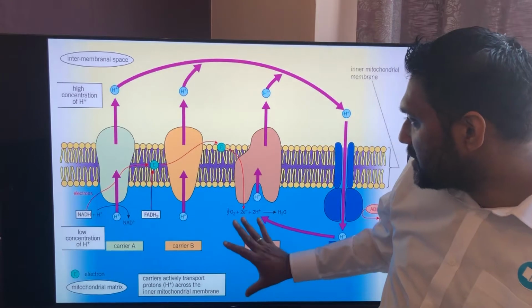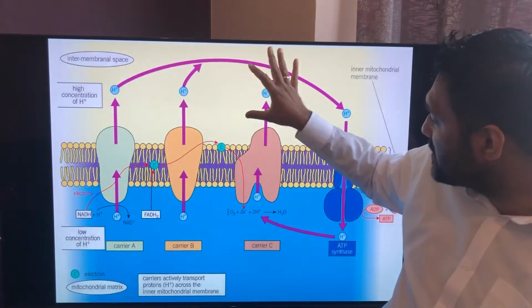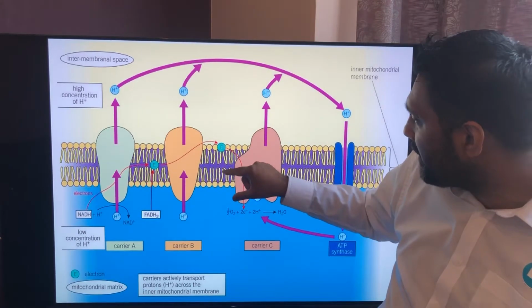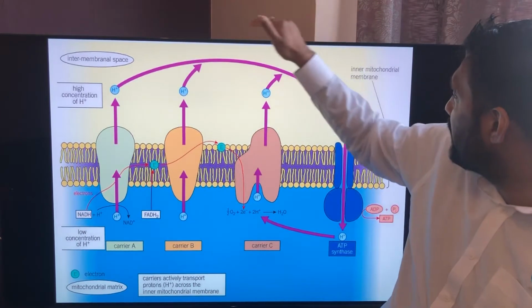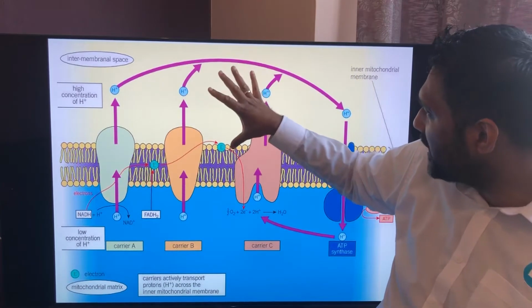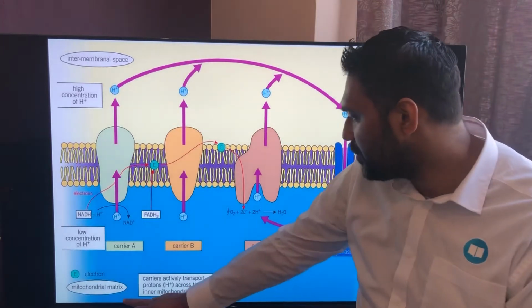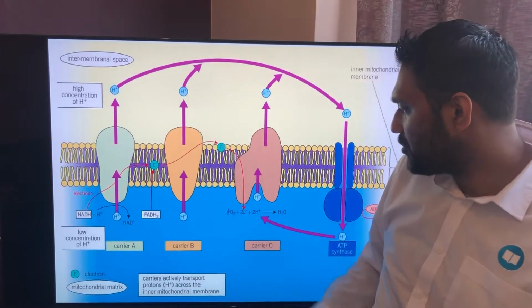Okay, this blue bit's the matrix, and then this bit here is the inner membranal space. So this is the inner membrane, the cristae membrane, and then the outer membrane will be over here somewhere. So this space in between is where all of this electron transport chain is happening. This blue bit is the mitochondrial matrix.